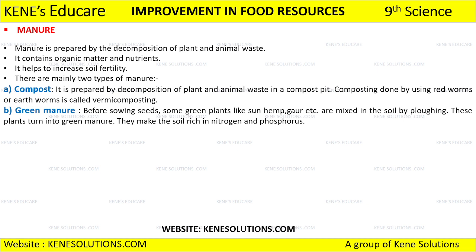And the second one is green manure. Before we sow the seeds, some plants like sun hemp and gourd are mixed into the soil by the plowing process. This turns the plants into green manure. When we do this, it makes the soil rich in nitrogen and phosphorus, which is again very important. Okay, so please go through this slide as well, everyone.